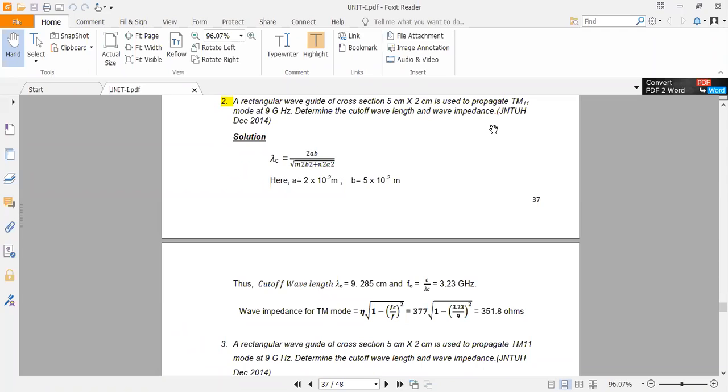But while substituting, what is very, very important is whether you are taking all the parameters in centimeters or in meters. That is most important. Okay? Understood?